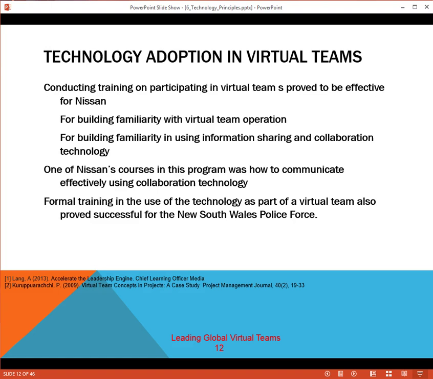Formal training in the use of technology as part of a virtual team also proved successful for the New South Wales police force. So training on both technology and virtual team operation proved successful for both Nissan and the New South Wales police force in case studies that were conducted.